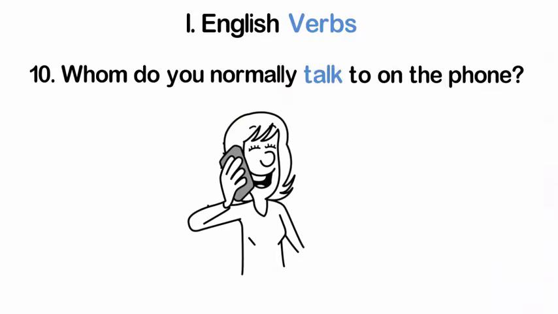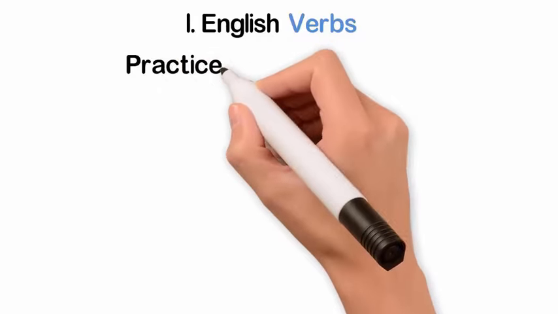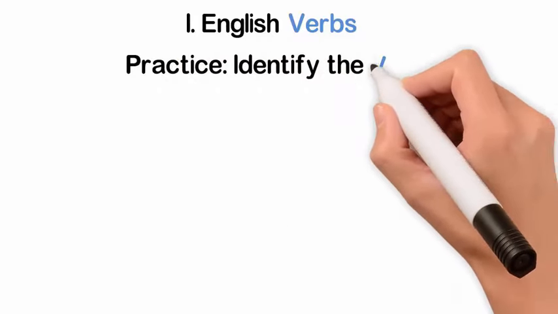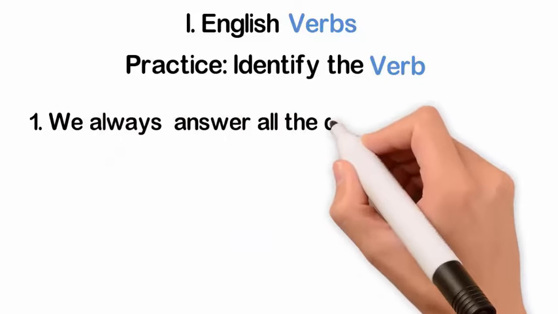Example 10. Whom do you normally talk to on the phone? Here the action word, the verb, is talk. Now that we have gone over some examples, it's a good time for you to practice identifying the verb in the following sentences. Take a moment to identify the verb in each of the following sentences.